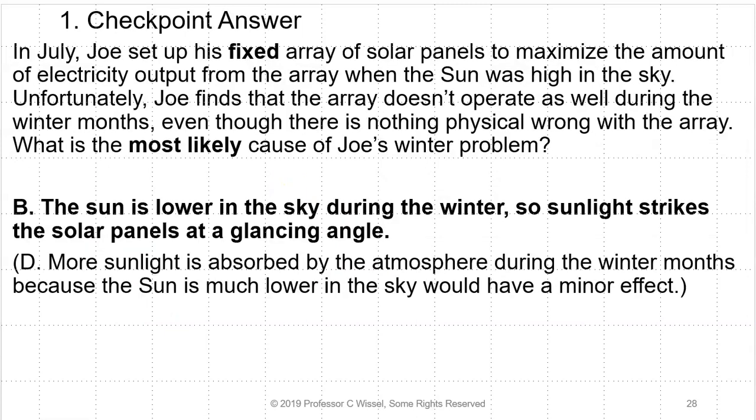So what would Joe want to do? He will want to put his array on some sort of gimbal so it would tilt to follow the sun as it goes across the sky, which he should do anyway, because then he'll get much better efficiency out of this.